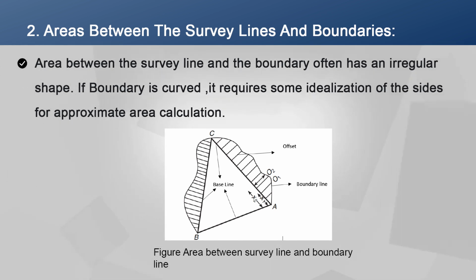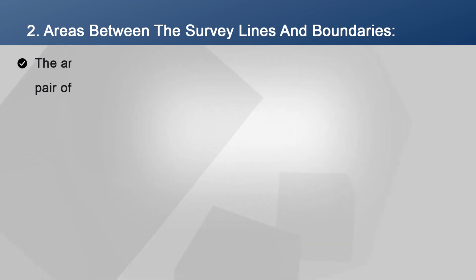Now, what have we done? We have divided the complete irregular area into small areas between the offsets. The area of the belt bounded by adjacent offsets, meaning any two consecutive offsets, that is the area between the boundary line and the baseline in between two consecutive offsets, may be assumed as a trapezium, and its area can be computed using the geometrical formula.